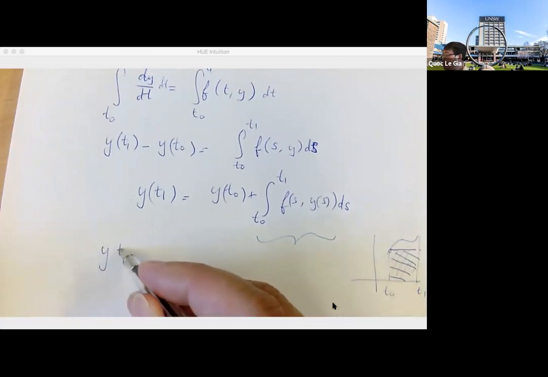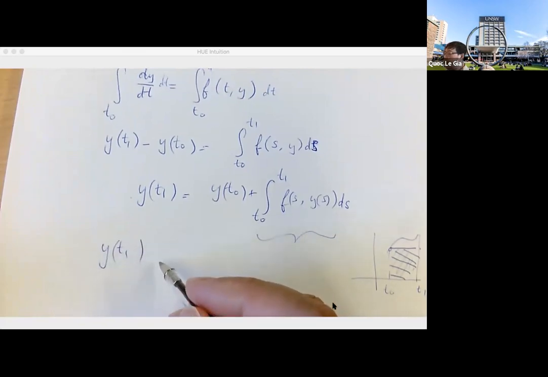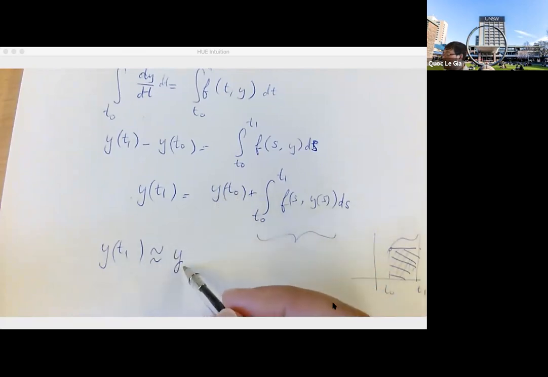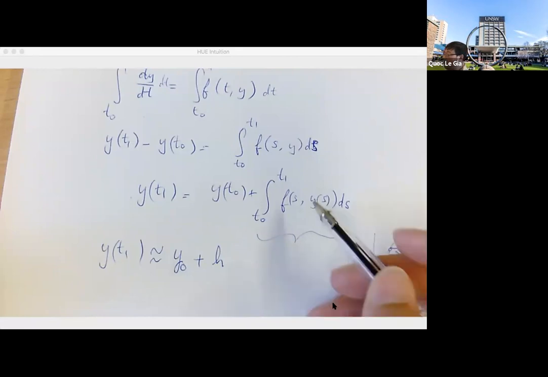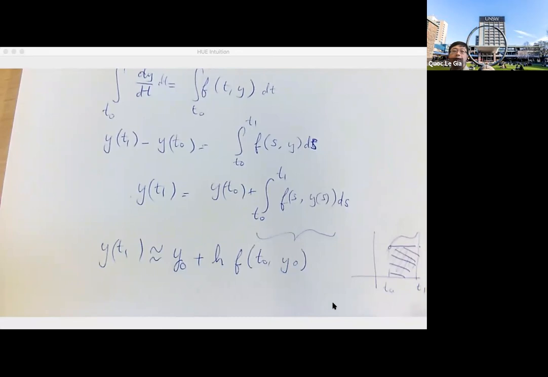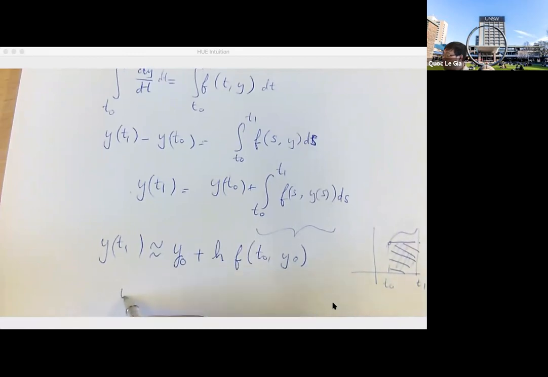Now I have y(t1). I no longer have an equality, but approximately y(t0), which is given and equal to y0, plus the width, which is just h, because we assume from t0 to t1 it's just h, multiplied with the value at t0, f of t0, y0. Now I label this y1. So y1 is y0 plus h f(t0, y0).